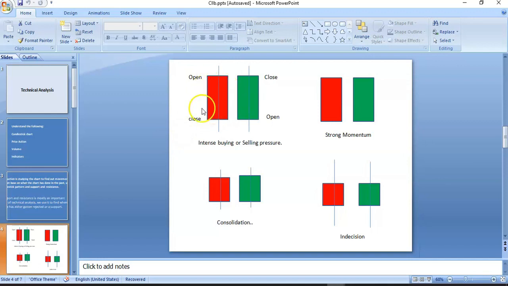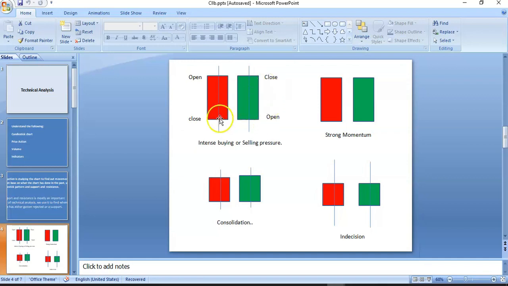First of all, we have the bearish candle and the bullish candle. The red candles represent the bearish candle, while the green candles represent the bullish candle. The bearish candle represents the sell, the supply, while the bullish candle represents the demand, or the buy. A bearish candle opens at the top and closes at the bottom, while the bullish candle opens at the bottom and closes at the top.